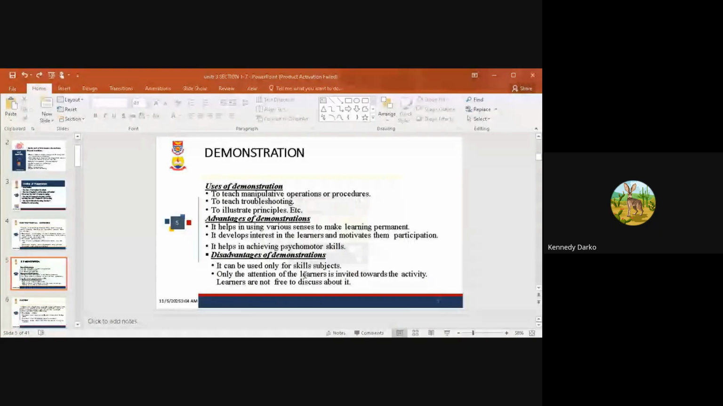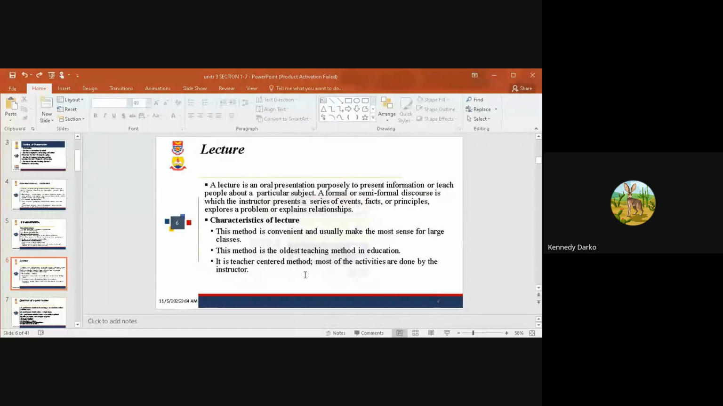Anytime you are dealing with students and you are teaching them, the attention must be enhanced. It must be right before you try to bring out a new thing. If not, they can charge you for negligence as teachers. So we must make sure the children always pay attention to whatever we are doing. Learners are not free to discuss it. Because you are observing, you are demonstrating, you are looking at it, you don't have the liberty to discuss whatever is going on. So please, let's take note of that.